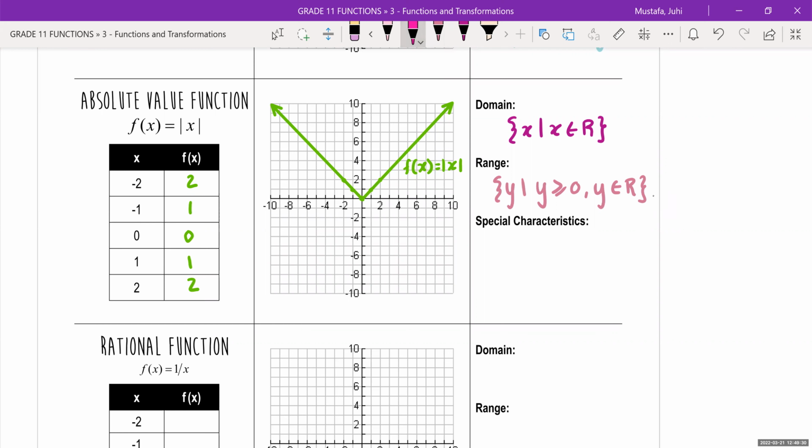And under special characteristics, we'll just write what the word absolute value means. So any number inside the absolute value sign is always positive.